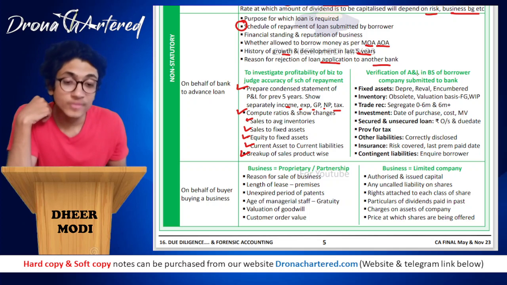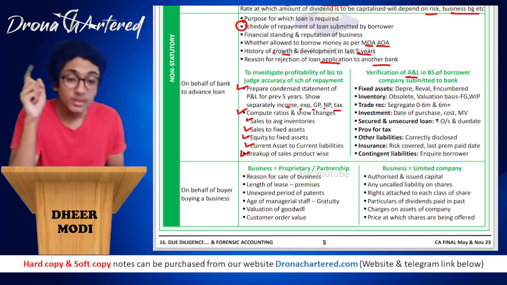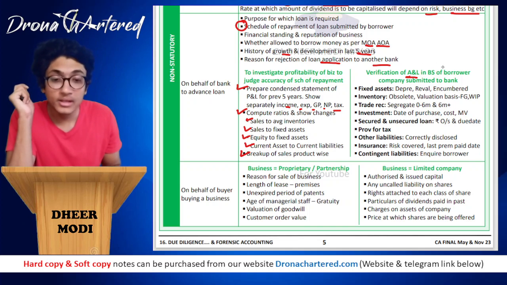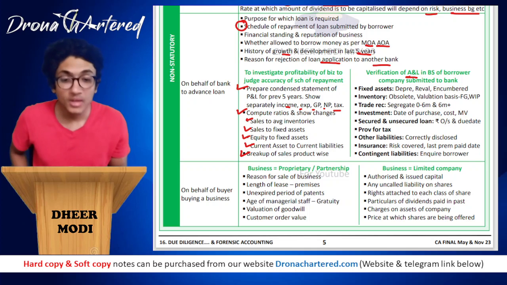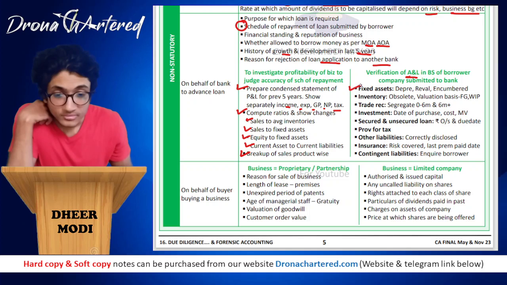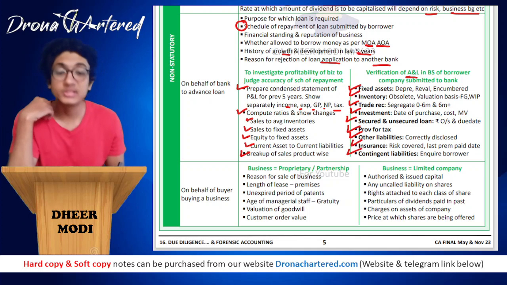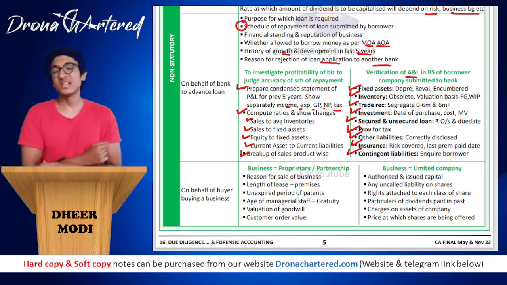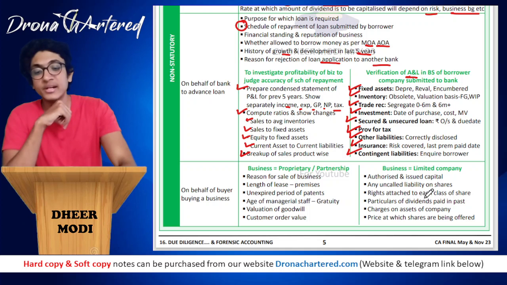Next is verification of assets and liabilities in the balance sheet of the borrower company submitted to the bank. That means the company to whom the loan has been advanced, submitted to the bank. So of course, these are the things that you will check: fixed assets, inventory, trade receivables, investments, secured and unsecured loans, provision for tax, other liabilities, insurance, contingent liabilities. Of course, all of these areas you will check. I'm not going into much depth because if you want, you can pause the video and read it.